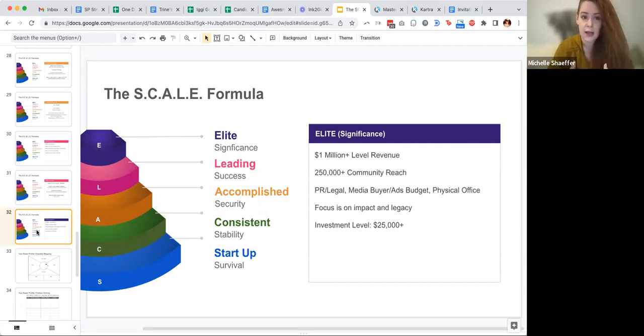really significance matters. And if you think of CEOs of big companies, you can tell the difference between somebody who is very driven by legacy versus driven by the revenue side of the business. Nothing wrong with either one of those, but you need to know who you're speaking to if you really want to sell effectively to them. At this level, they generally have $1 million plus in revenue, 250,000 plus community reach, and same things: PR, legal, media buyers, ad budgets, physical offices, but their focus really is impact and legacy. And you're actually going to struggle selling to this market if your offer is at 25K and above. They will generally not give you the time of day.